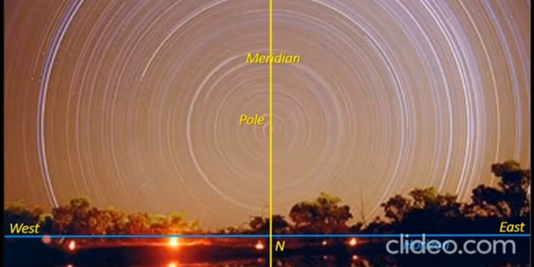Now let's assume we have a free gyro and we want to make a gyro compass with it, and we align the spin axis of that free gyro to the north point on our horizon.